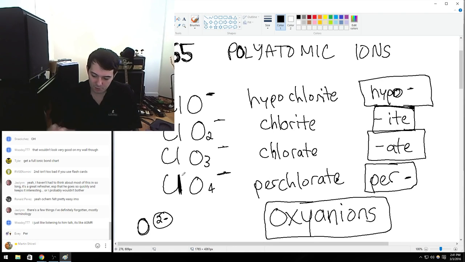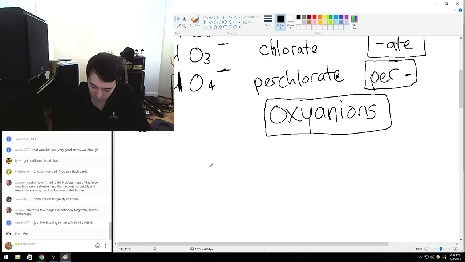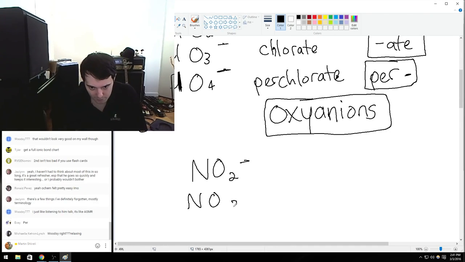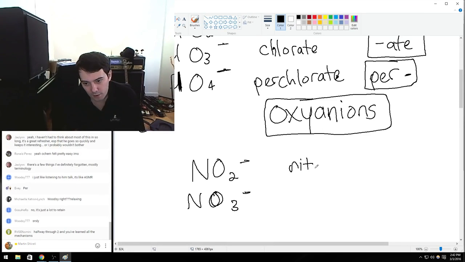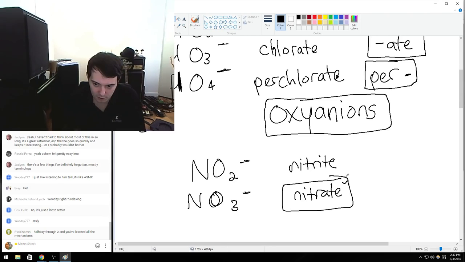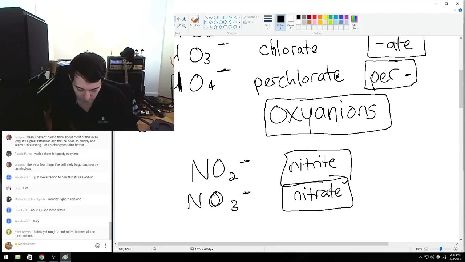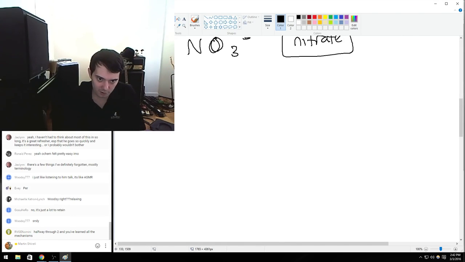And this applies as well in a different one called nitrogen. So nitrogen: NO2 minus and NO3 minus. There's no NO minus and there's no NO4 minus. So this is easy. We're just going to call this nitrite. Call this nitrate. Easy peasy. It's got more oxygen, so it's a nitrate. It's got less oxygen, so it's a nitrite. And this happens a few times. There's a couple of really important polyatomic ions you got to know. OH minus, probably the most important polyatomic ion there is, we just call that hydroxide.